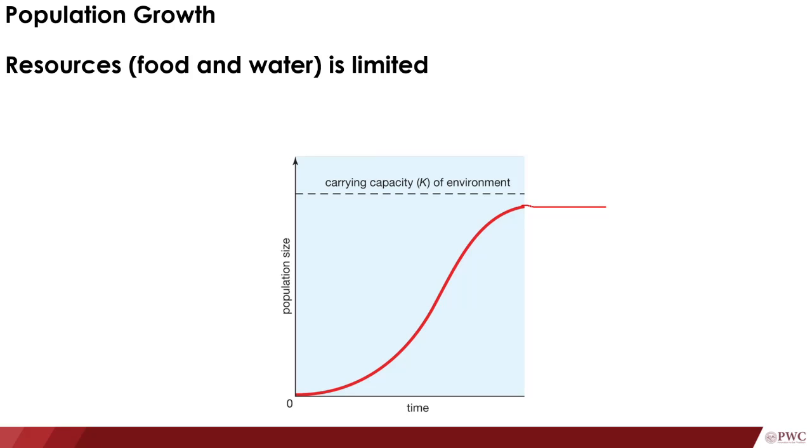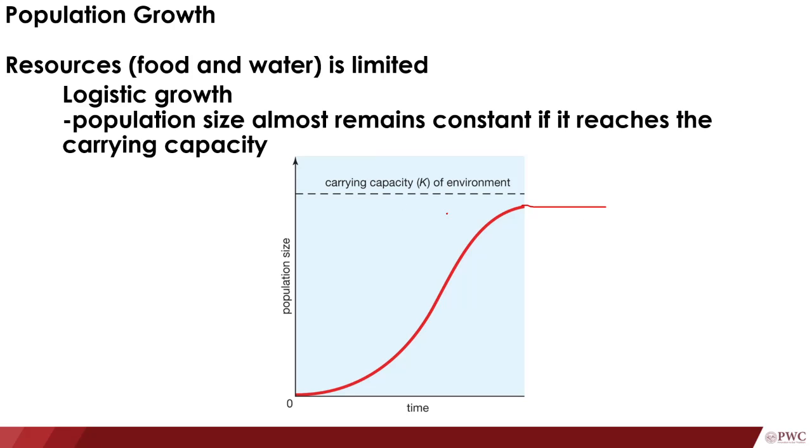Since there is a limit on the resources, it can limit the number of the population. So it cannot maintain a higher population size, right? Again, over time, the population size will remain constant because of the limits in the environment. This one is a logistic growth. It's when the population size almost remains constant once it reaches the carrying capacity.